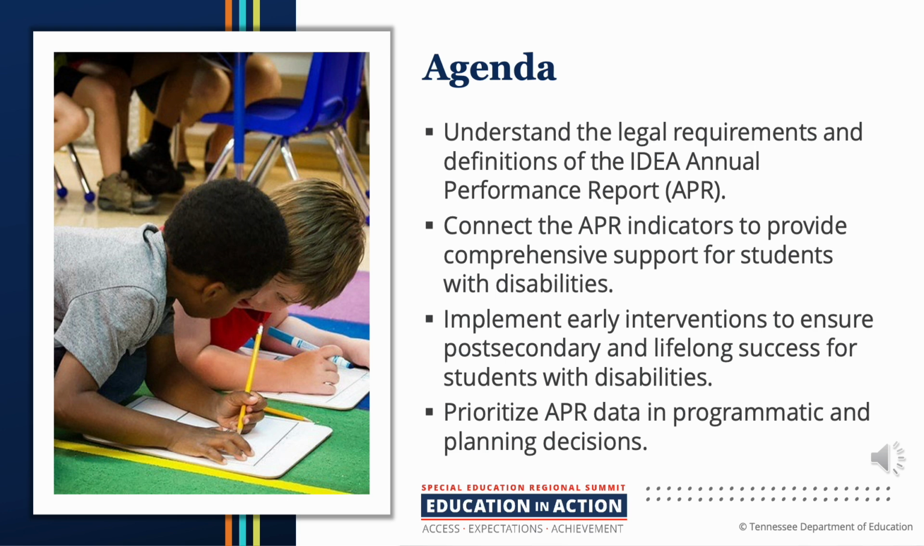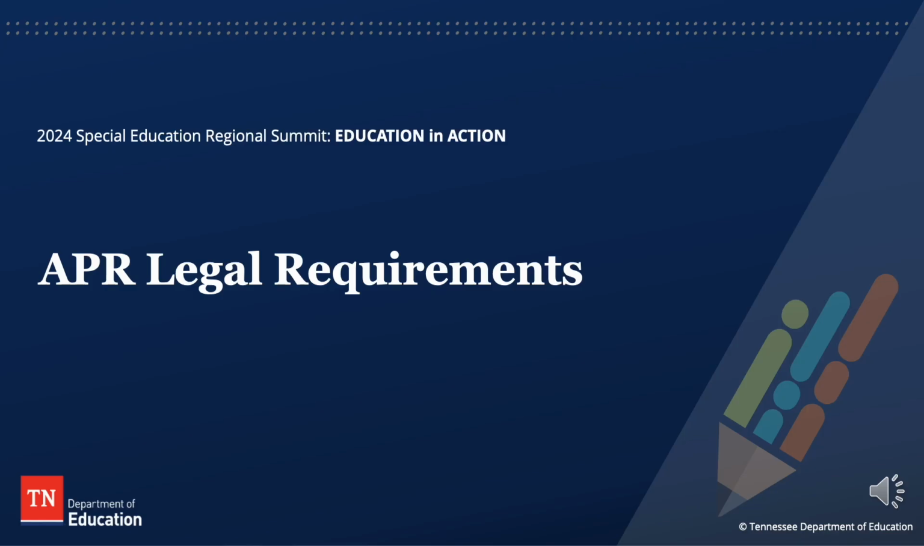Our agenda today includes a discussion of the legal requirements and the definitions of the Annual Performance Report, or APR, that is required by the Individuals with Disabilities Education Act, known as IDEA. We will be sharing how we can connect the APR indicators to ensure that we are providing the most comprehensive support that we can for our students with disabilities. Later, Catherine will be sharing the importance of starting early to ensure post-secondary success, and we will cover the importance of prioritizing APR data in programmatic and planning decisions. As we begin our discussion, let's talk about the APR legal requirements.